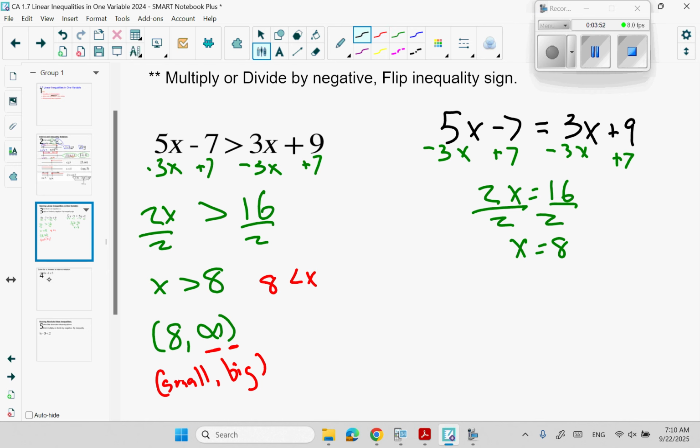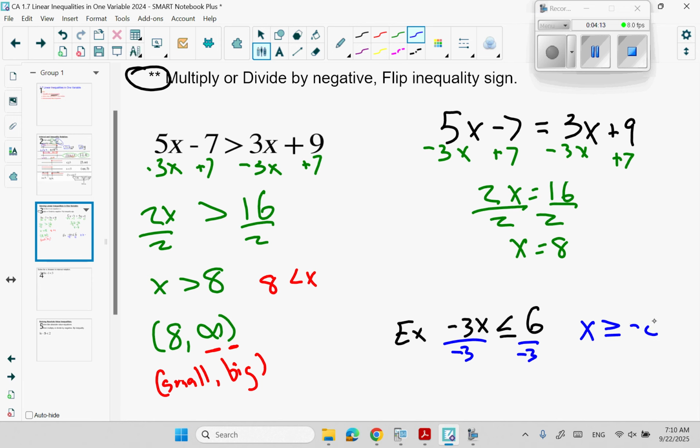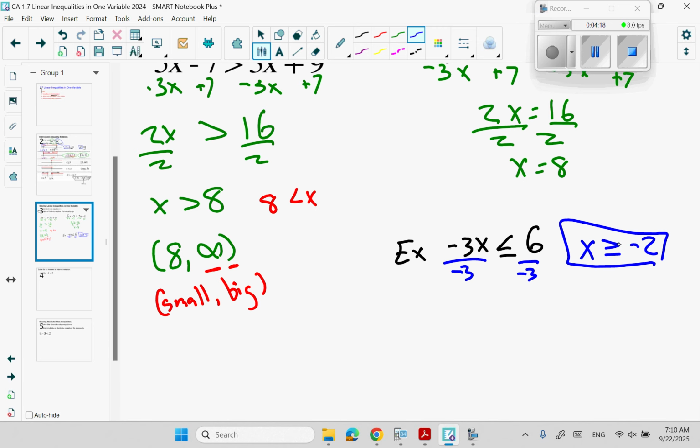Now, something that can happen, as I highlighted right here, is if I get something to the effect of negative 3x is less than or equal to 6. The first step, and only step, would be divide by negative 3. However, anytime you multiply or divide by a negative, you have to flip the sign. And we can actually prove that just by doing some test values. For example, a number that is really easy to say is bigger than negative 2 would be like 0.